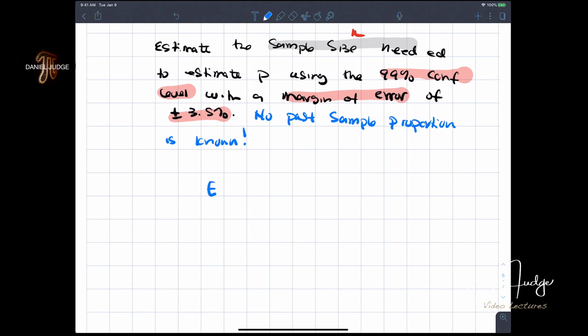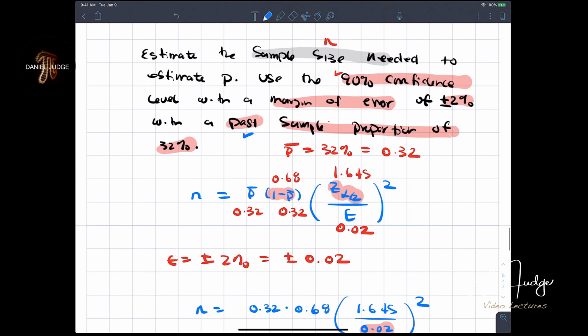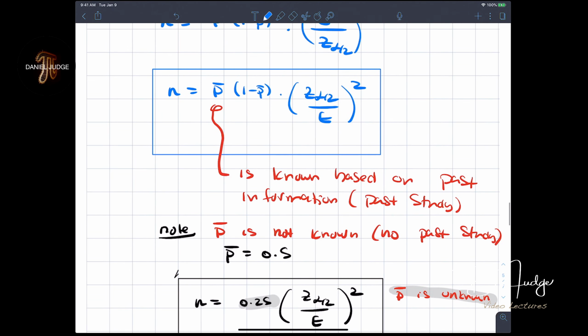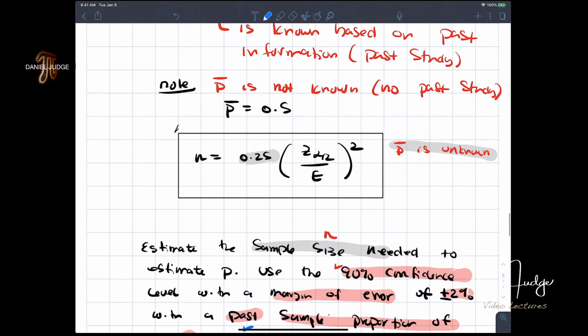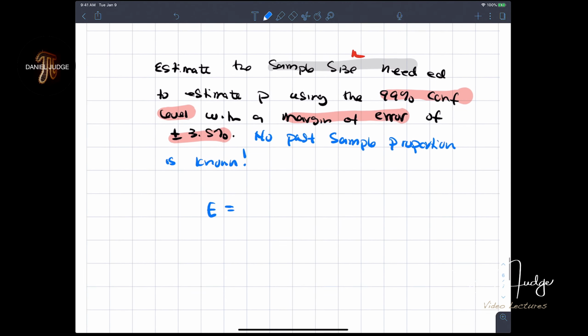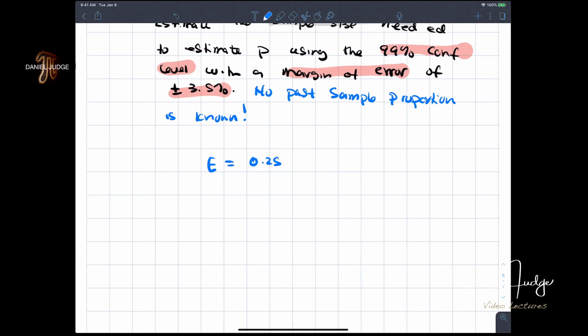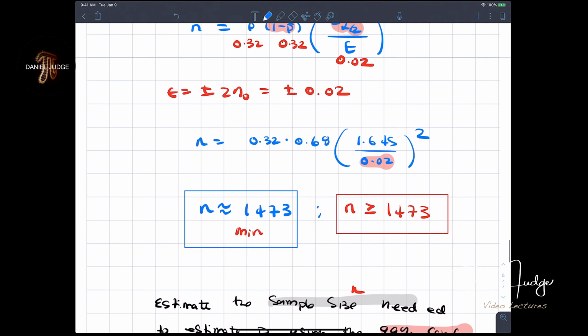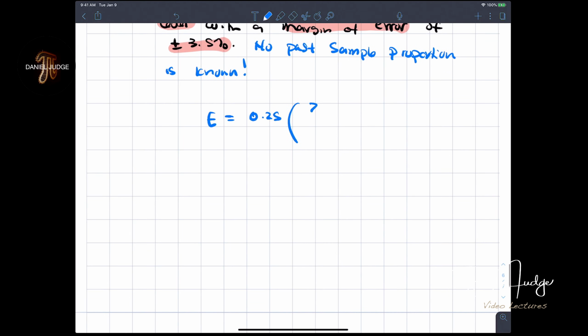So you're going to have to use, since we have two formulas, let's go back here in our notes. Double check. This is when p hat, the sample proportion, is known. And then this is when p hat is unknown. And you say, what's the difference? Right in here, there's a constant value of 0.25. So you're going to put that value here. In other words, you're going to put 0.25, and then that's multiplied by the z alpha over 2 value over your error, and you're going to raise this to the second power, ladies and gentlemen. So here's what's going on.